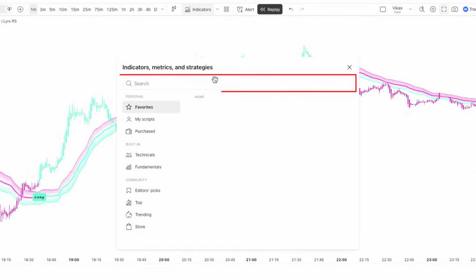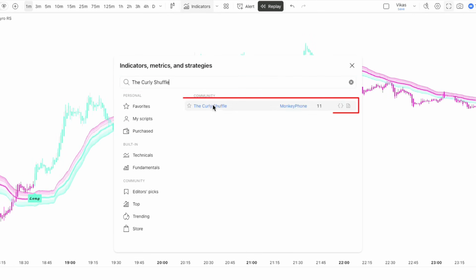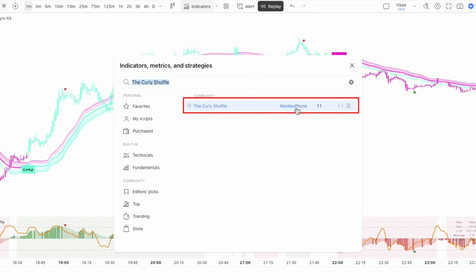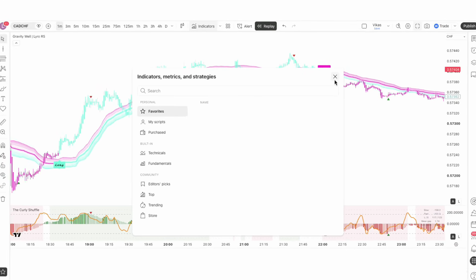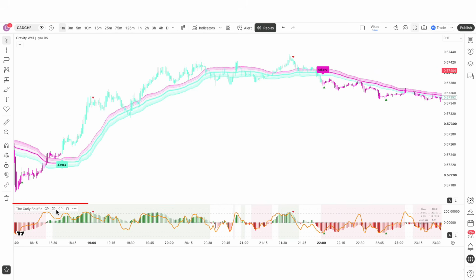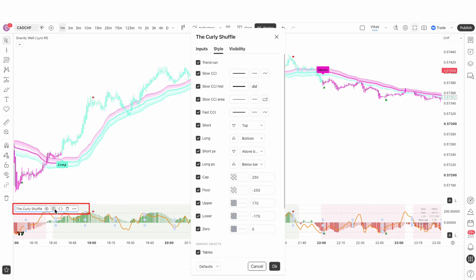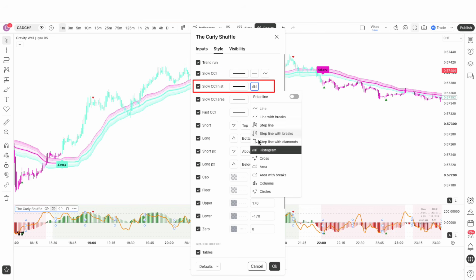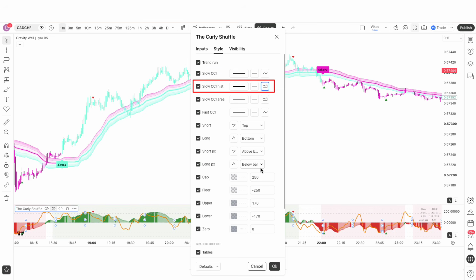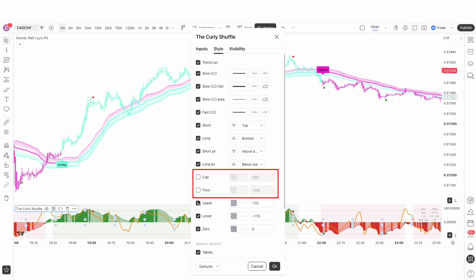Let's go to the indicator search, look for the Curly Shuffle, and select the one called Curly Shuffle, created by Monkey Phone. Now let's access the settings of this indicator so we can modify it to suit our strategy. We change the slow CCI histogram to area. We keep these options hidden.